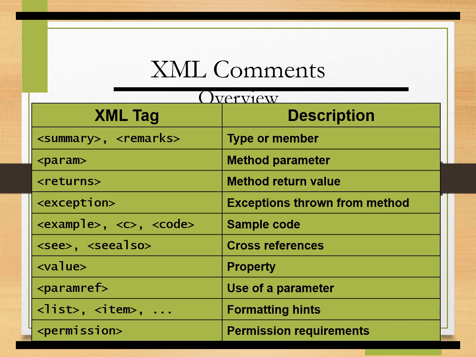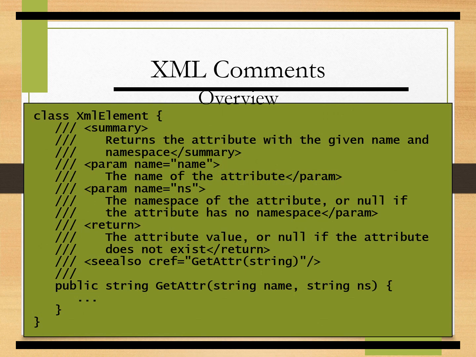Just assume XML tag description. Summary means type or a member. Remarks means type or a member. Param is method parameter. Returns is method return value. Exception means exception thrown from the method. Example is sample code. C cross reference values the property. Paramref is use of the parameter. List items the format. Permission means permission required. Just see the example.